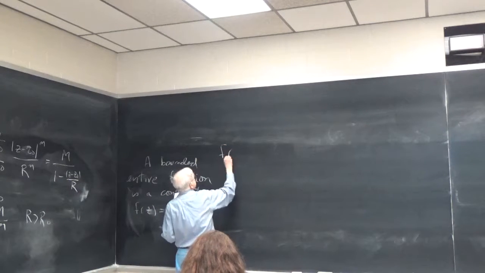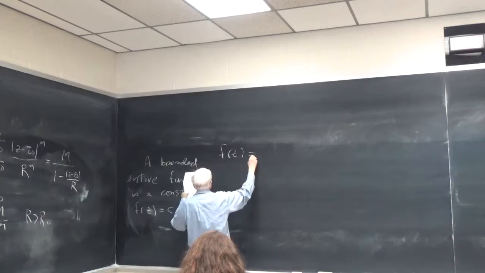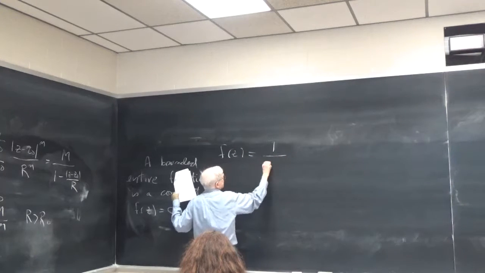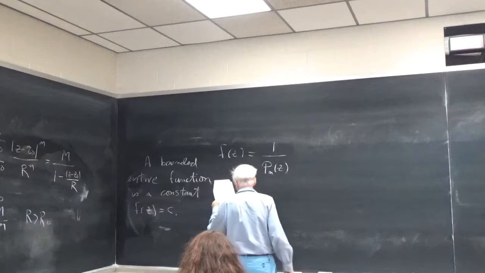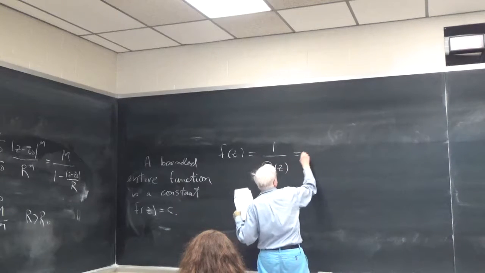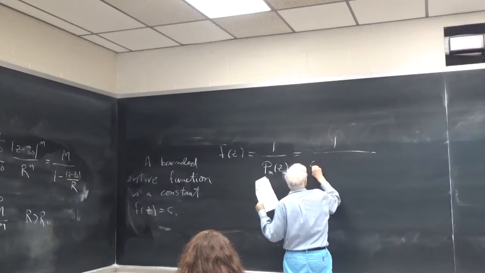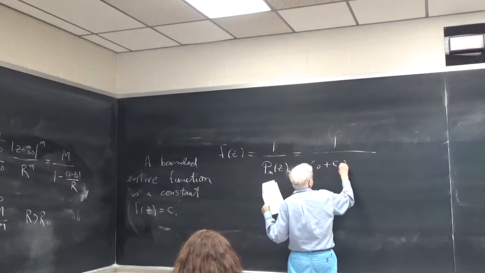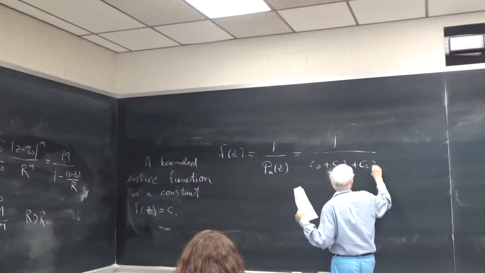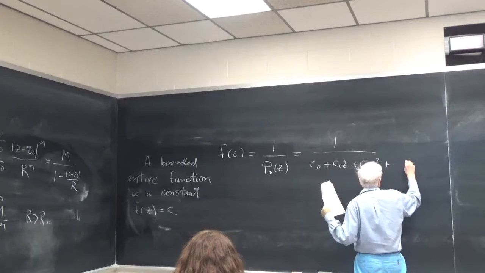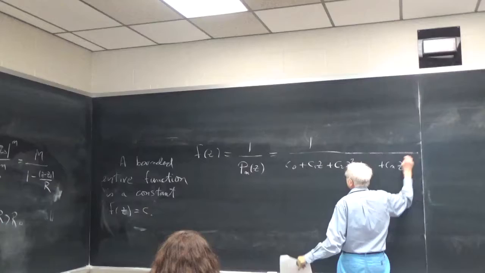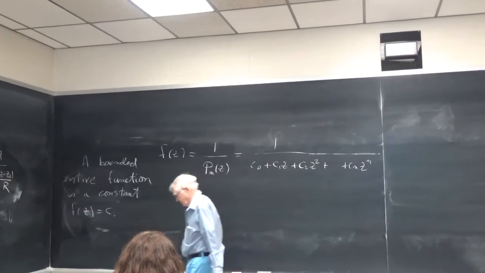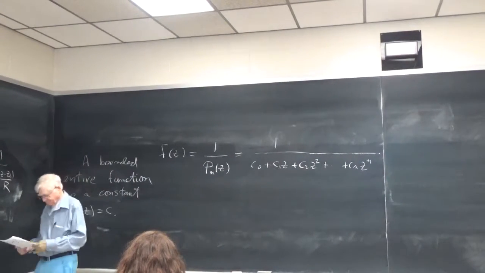What Gauss considered was this. Take any nth degree polynomial and take the reciprocal of it. So this is f(z) = 1 over C0 plus C1 z plus C2 z squared plus dot dot dot plus Cn z to the n. So that's the picture. That's what we're looking at.